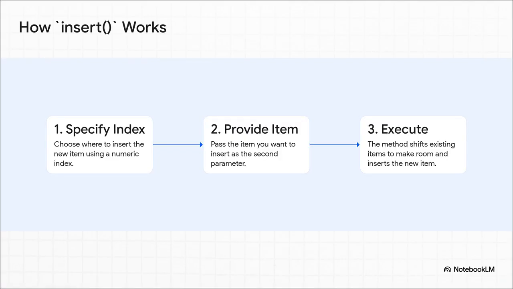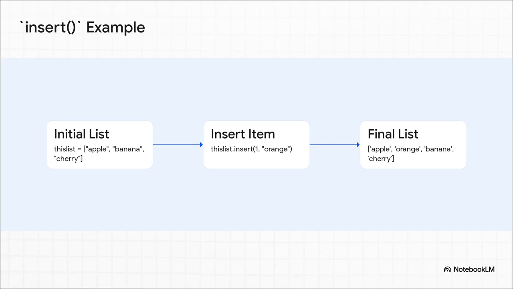So here's how you use it. It takes two pieces of information. First, you give it the index, the where. Remember, Python lists start counting at 0, so index 1 is the second spot. Then you give it the item, the what. And then Python does all the heavy lifting. It just scoots everything else over to make room. Pretty cool, right? Check this out.